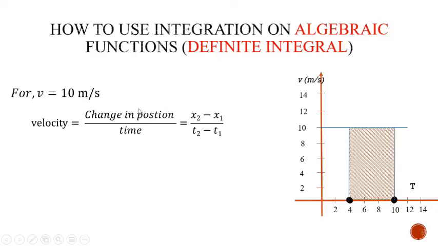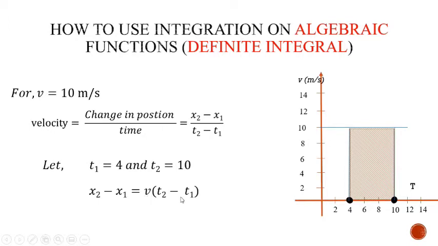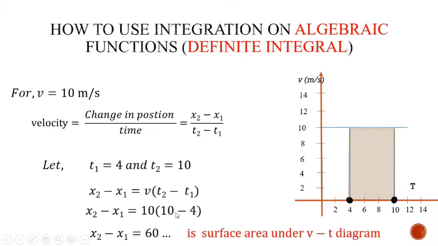Now we will try to find the change in position. To find the change in position between 4 second and 10 second, we take these two as input points. Put these values in the above equation: x2 minus x1 is equal to v into t2 minus t1, where v is 10 meter per second, t2 is 10 and t1 is 4. So you will get 10 times 6, that is 60. Here I can say that the displacement is nothing but the surface area under this curve.